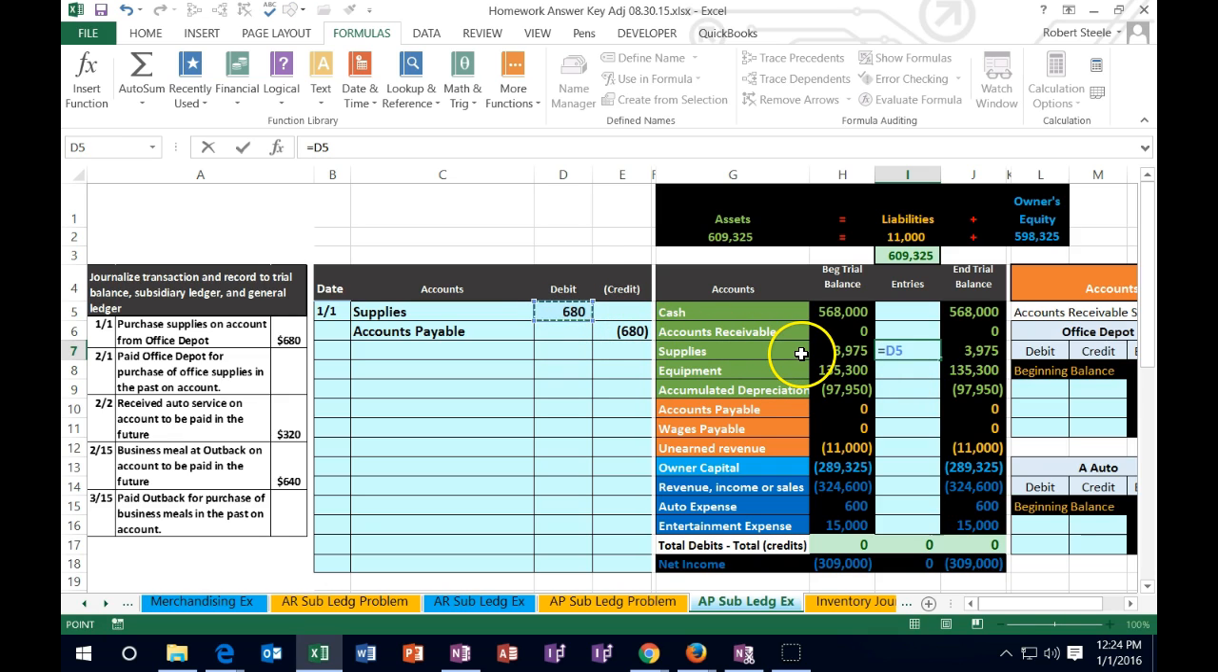What's going to happen when we hit enter? The debit will go up in the debit direction because we're doing the same thing to it, and it should put us out of balance. So there it went up, supplies goes up, and we of course are out of balance now.